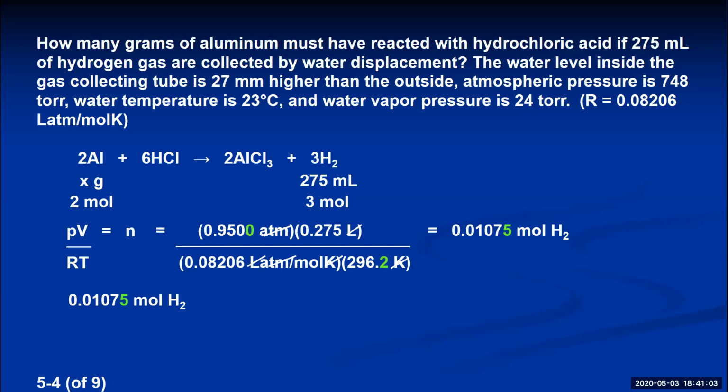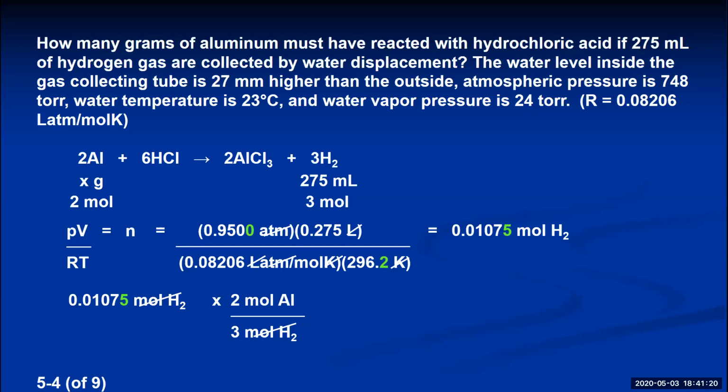Second step, mole ratio step. To cancel out the moles of hydrogen, we put 3 moles of hydrogen on the bottom from the balanced equation, 2 moles of aluminum on the top. Moles of hydrogen cancel out. We've now calculated how many moles of aluminum must have formed this amount of hydrogen gas.